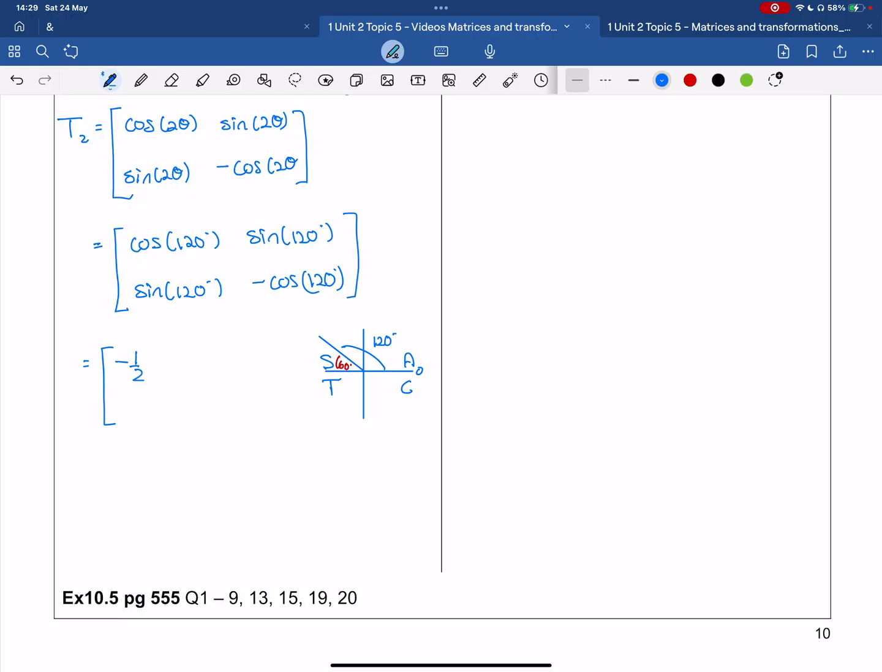Sin 120, well, sin is positive in quadrant 2, and sin 60 is root 3 on 2. Sin 120 is the same as sin 60, so root 3 on 2. And negative cos 120, well, we've already established that cos 120 is negative a half, so negative a half times negative a half is positive a half.